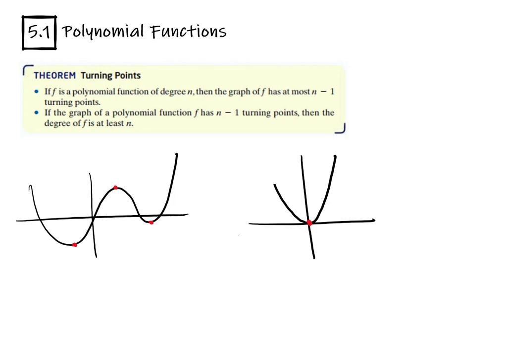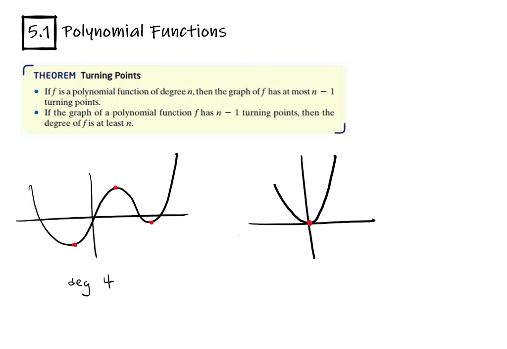Alternatively, if I was given a graph and I could count the number of turning points, then I know the degree has to be at least 1 more. So if I'm looking at this graph and I see 3 turning points, at the least it has to be degree 4. But it might be degree 6 or maybe degree 8. The relationship is that the number of turning points has to be less than the degree.